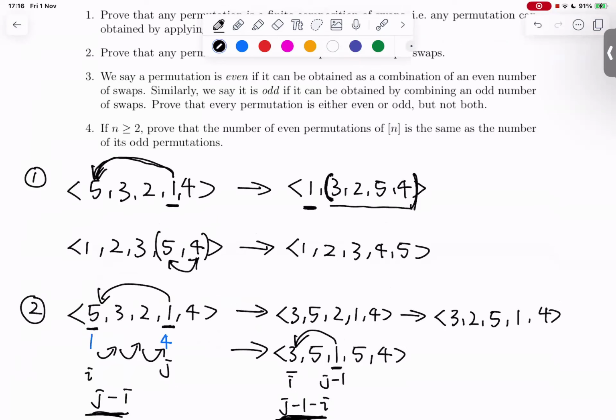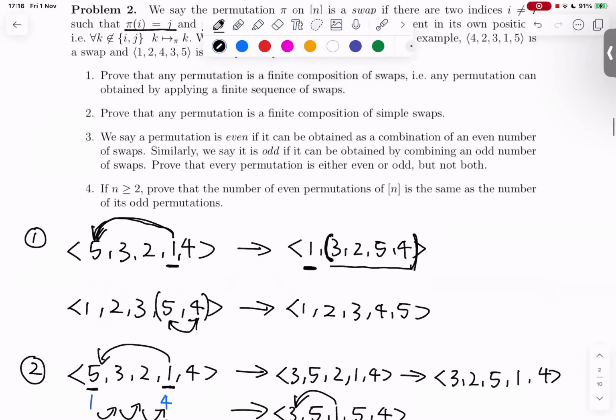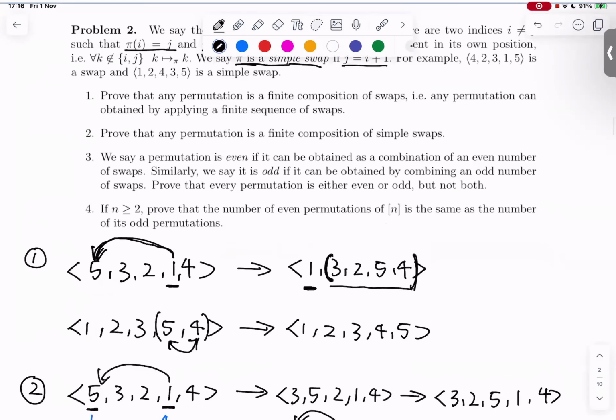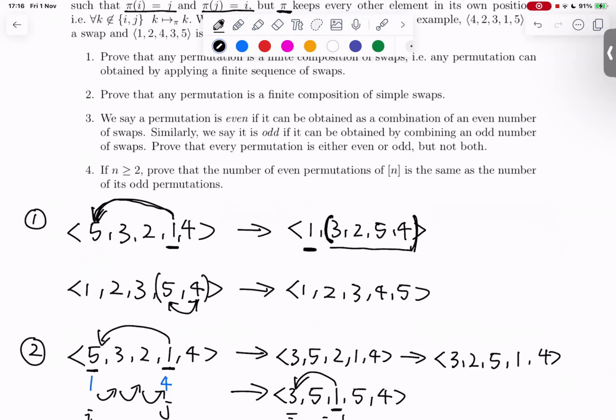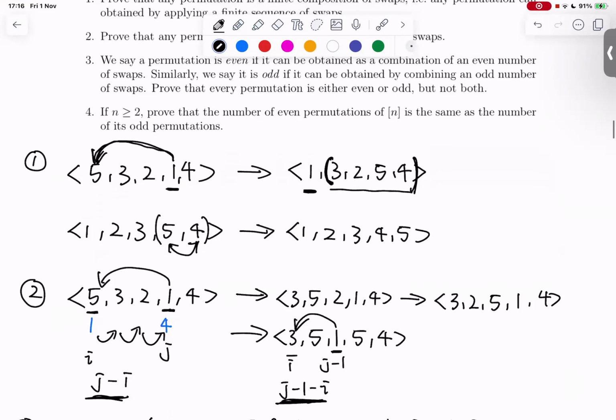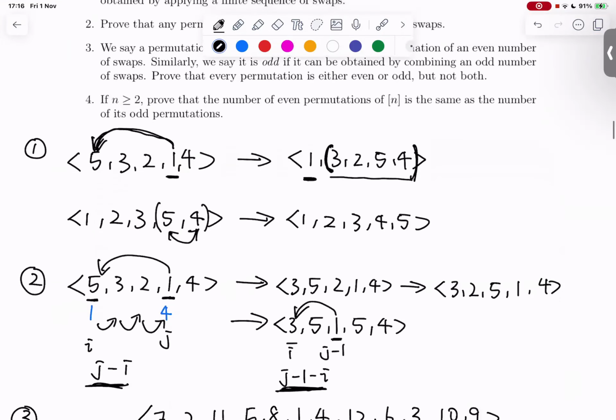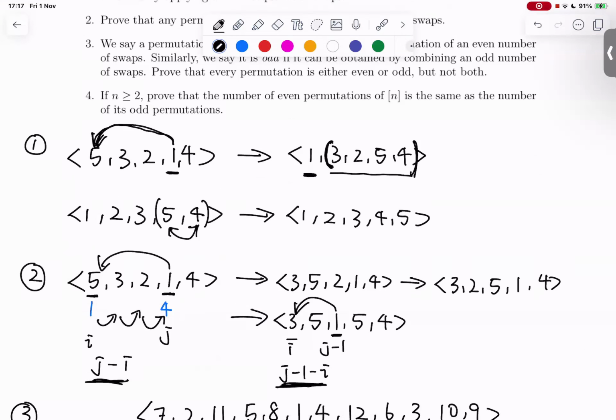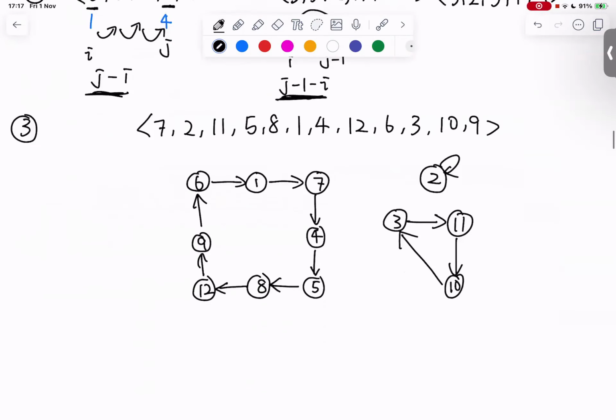And then for part 3, we say that the permutation is even if it can be obtained as a combination of an even number of swaps. And similarly, we say odd otherwise. So every permutation is either even or odd, but not both. So given a permutation, it is either obtained by an even number of swaps or an odd number of swaps. And we have to prove this.